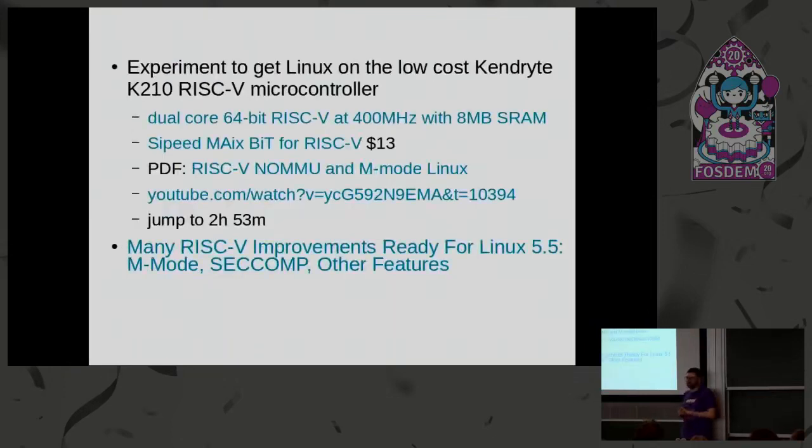Now there is a microcontroller or smaller processor from a company called Kendryte. So this is a really cheap processor. It's a dual core 64-bit, 400 megahertz with 8 megabytes of SRAM, which is pretty decent for a microcontroller. And you can get dev boards from a bunch of places. Seed Studio has one for $13, so a really inexpensive RISC V development board.